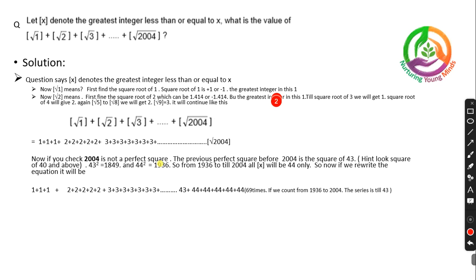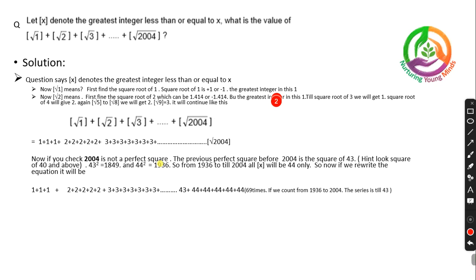Now let us try to find out how many times 43 and 44 will be repeated, correct? Now for 44 it is very simple. From 1936 to 2004 will be 69 times.